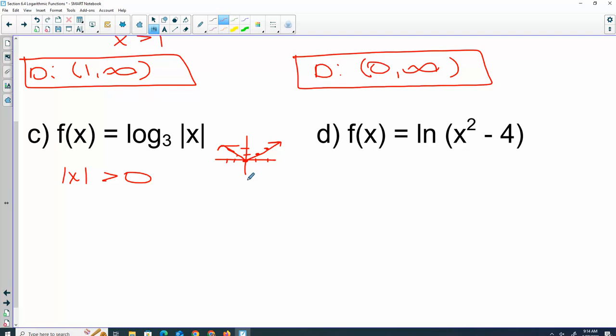Can you tell me when that is greater than 0? Always, except at what number? 0. Because at 0, it's equal to 0, and I don't have an equal to on this. So on this one, my domain is everything except 0: negative infinity to 0 union 0 to infinity.